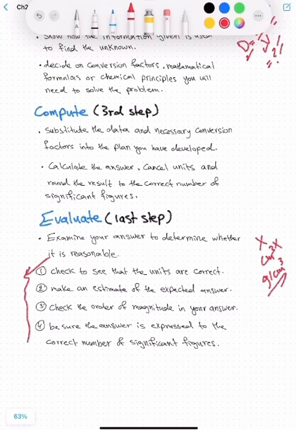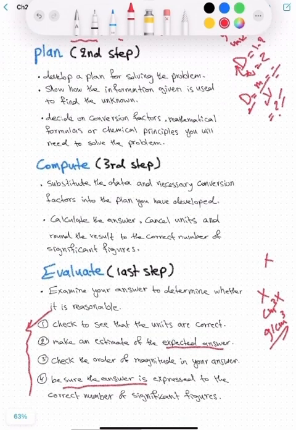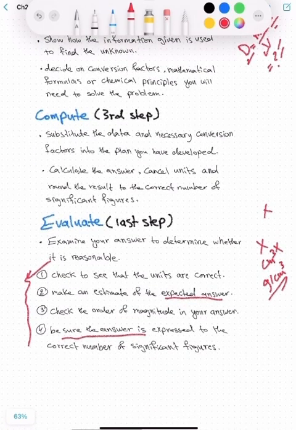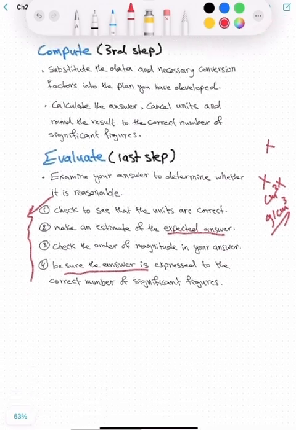Number two, make an estimate of the expected answer. Let's say something is doubling, the answer should also be doubled, but at the end, it was less than the original answer, so it's not correct. We have to think and be sure that the answer is expressed always to the correct number of significant figures. When we add or subtract numbers, be careful, they should have the same powers. Or when we divide or multiply two numbers, we have to be careful with the significant figures.